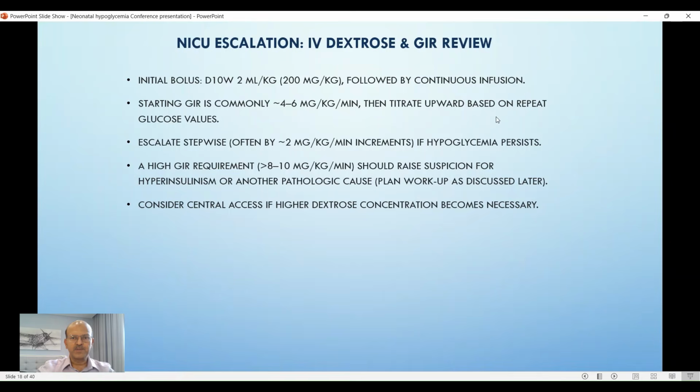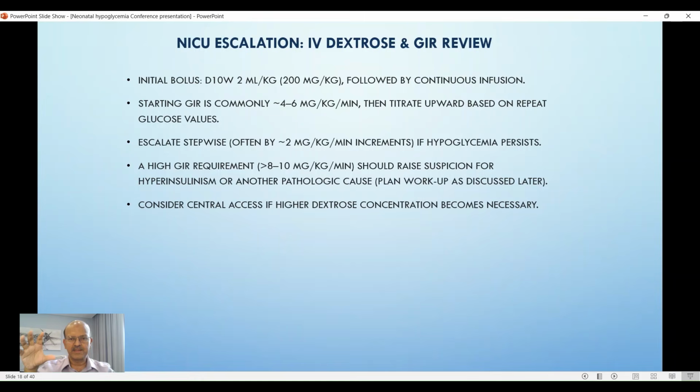Then you titrate upward if the sugar is low based on the repeat glucose values. You escalate stepwise by 2 milligram per kilo increment, and obviously a high GIR more than 8 to 10 milligram per kilo should raise suspicion of hyperinsulinism. And you consider central access if you need higher glucose concentration, because in the first 2 to 3 days you're limited in how much total fluid you will use.